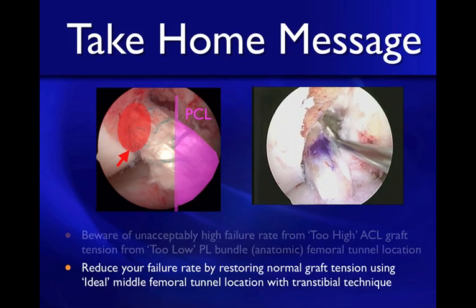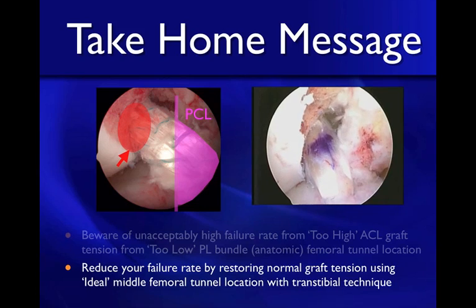May I suggest that if you would like to reduce your failure rate, do so by restoring a more normal graft tension and use the ideal middle femoral tunnel location between the apex and the base of the notch. And if you like to do AM portal, that's fine, but keep it not too low, and this can easily be achieved with transtibial technique.